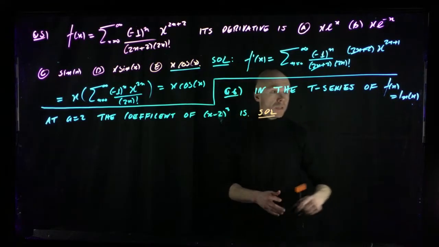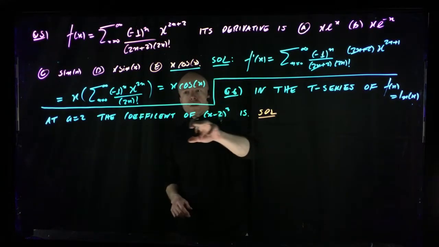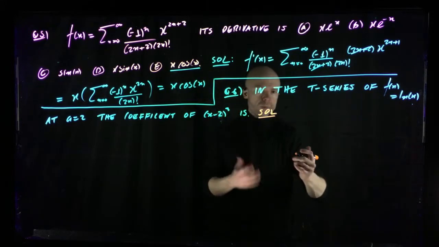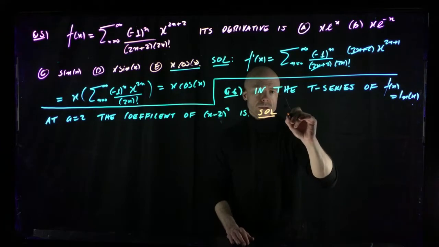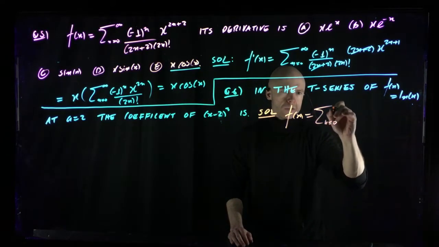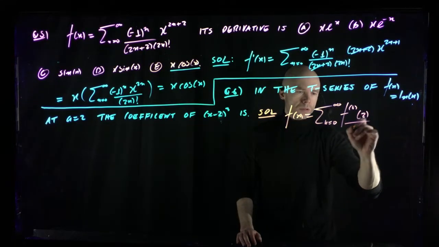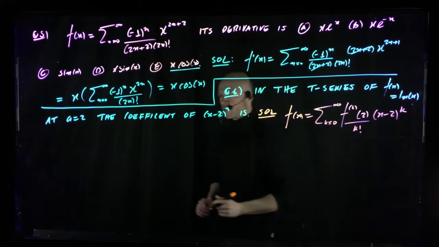Okay, solution. So this is our function. We need to find the coefficient in front of this term of the Taylor series. So let's just remind ourselves the general Taylor series around a equals 2. We know that f of x is the sum from k equals 0 to infinity, kth derivative at 2 over k factorial times x minus 2 to the k.